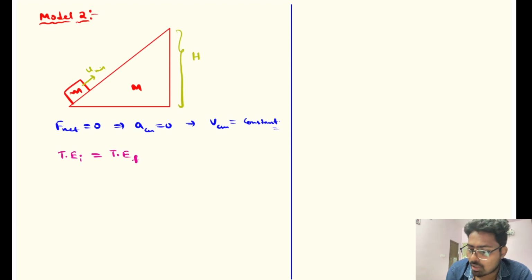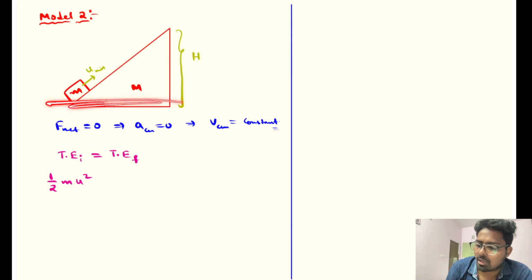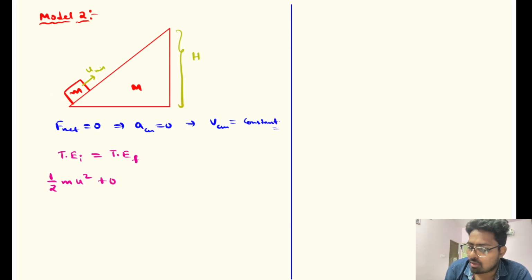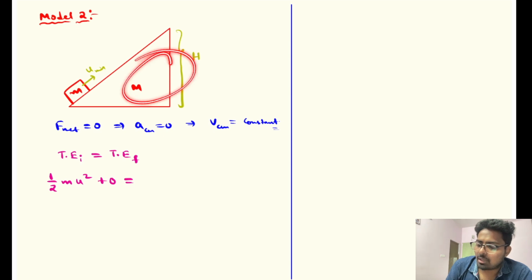Sir, what is the initial total energy? Half m u minimum square. Okay, actually let us take it as u square and make it minimum later in the next step. Half m u square. Plus, initially it is at ground level, so potential energy will be considered as 0. And for the next case, I need to write the value of energy for this system.